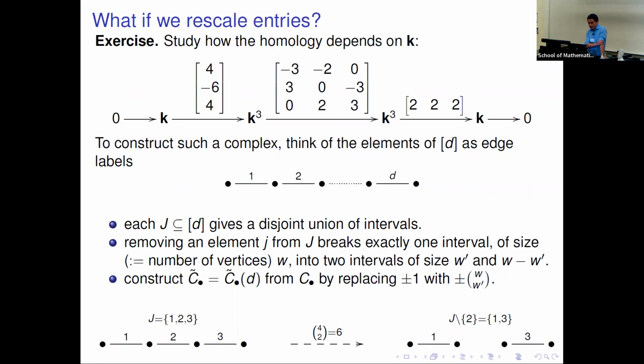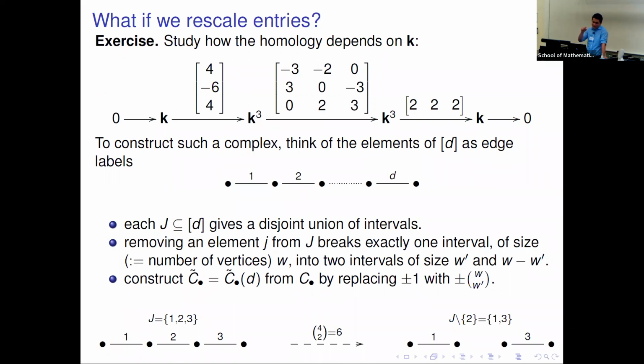So to explain that, I'm gonna think of this D element set as just the labels of the edges on this chain. So for every subset of 1 to D, I just draw the corresponding labels, and then that gives me a decomposition into a disjoint union of intervals. I'm going to compute the size of an interval by just counting the number of nodes it covers.